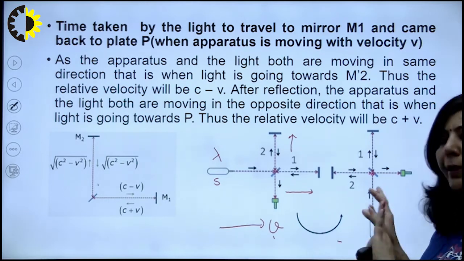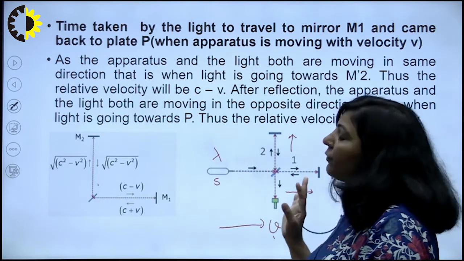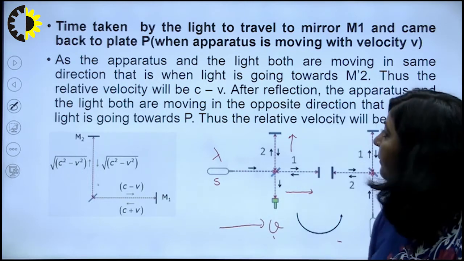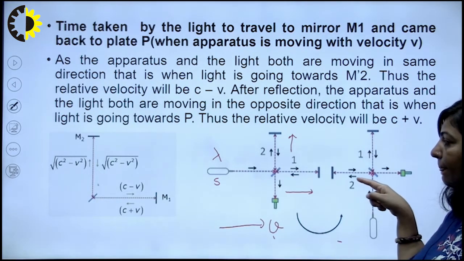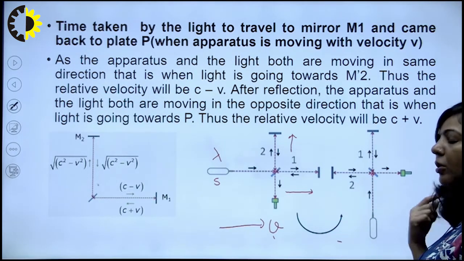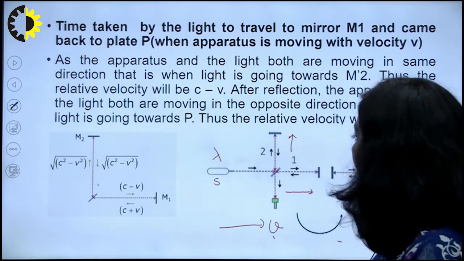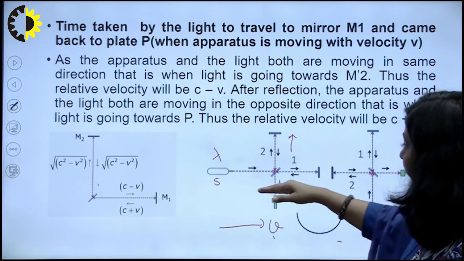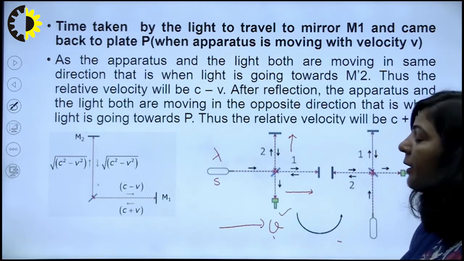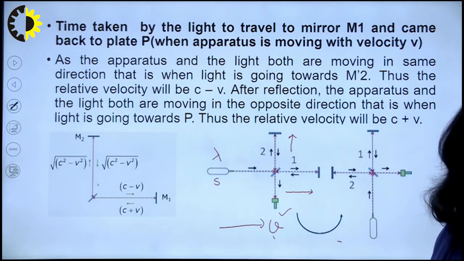If you are able to understand this diagram and geometrically find the value of all those paths or distances, then it is very easy to understand. So the transmitted ray is moving along this direction during the forward journey. Now if I am an observer sitting in the ether frame, then for me this entire apparatus is moving along this direction with this particular speed.